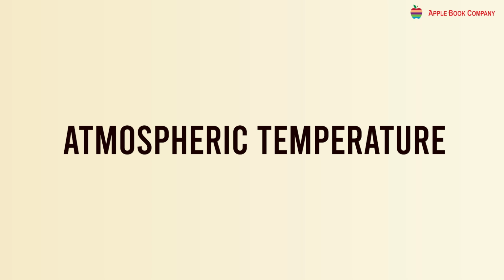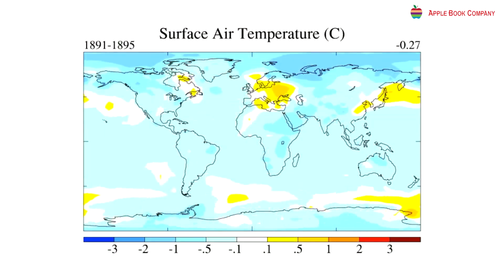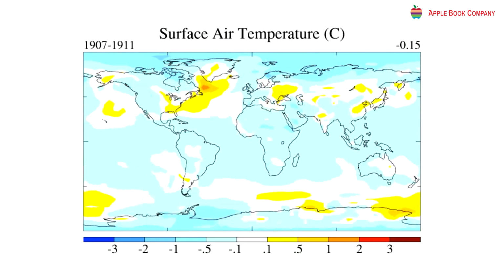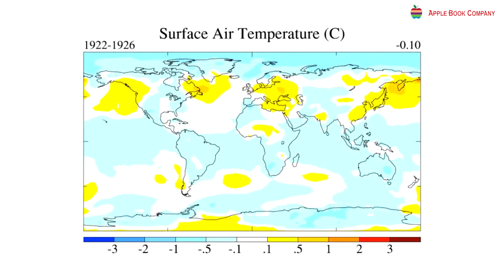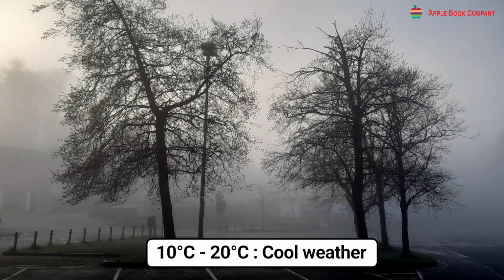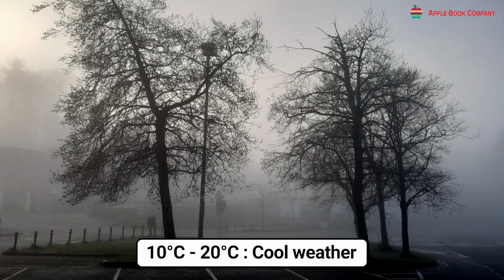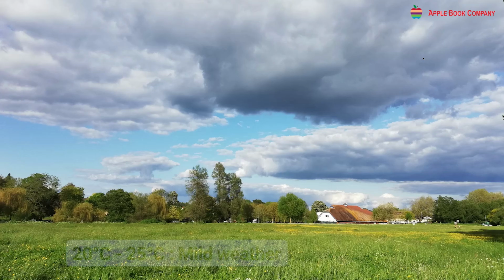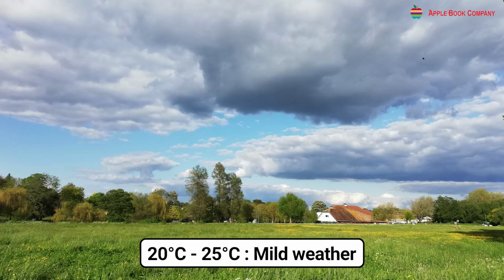Atmospheric temperature. The temperature of the atmosphere, the air around us, tells us the weather conditions. 0 degrees to 10 degrees centigrade is cold weather. 10 degrees centigrade to 20 degrees centigrade is cool weather. 20 degrees centigrade to 25 degrees centigrade is mild weather.